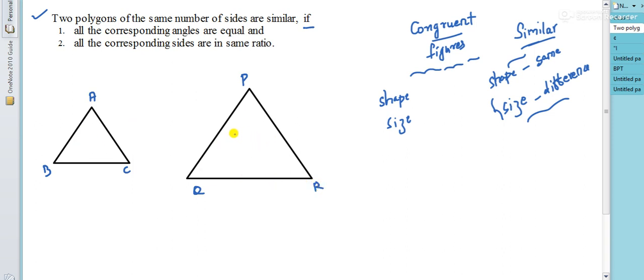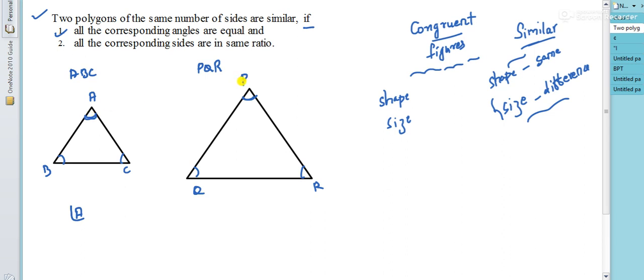For that we have conditions. What is the first condition? That all the corresponding angles are equal. This is the first criterion. For example, angle A of ABC and angle P of PQR are corresponding to each other. So angle A corresponds to P, B corresponds to Q, and C corresponds to R.